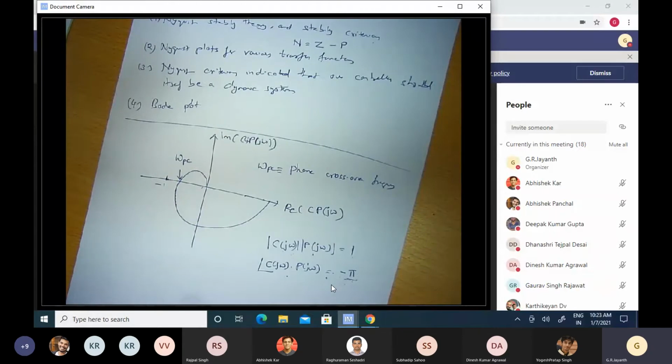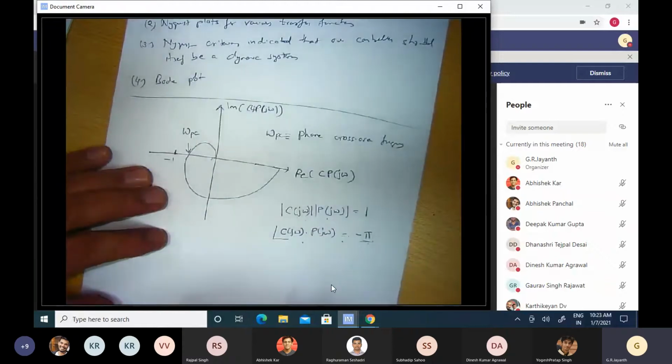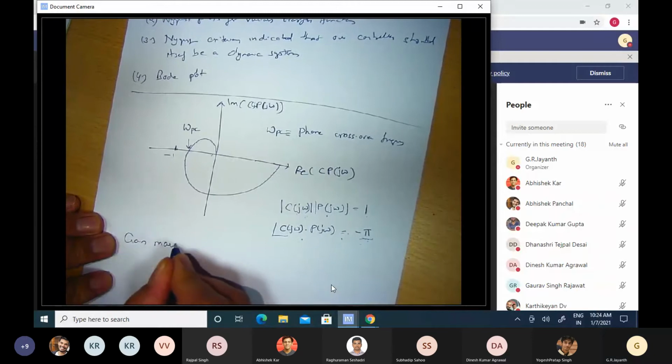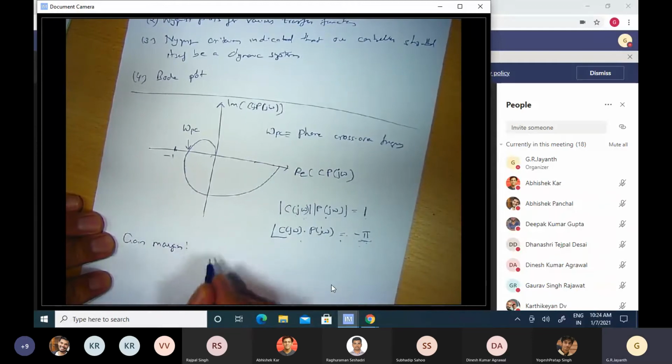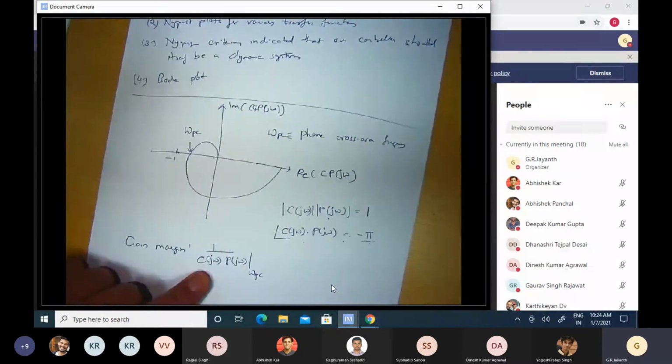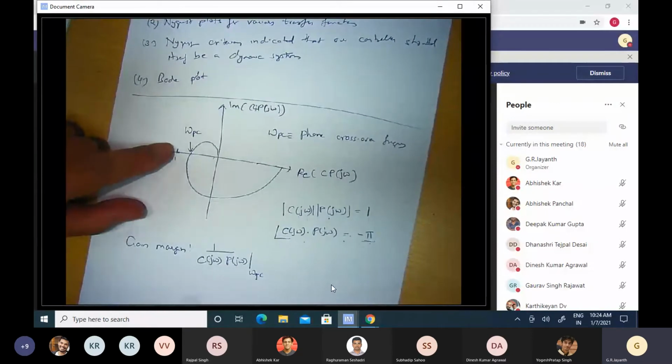Okay, so there are two metrics therefore that capture the extent by which our feedback system is stable. One is called the gain margin. So the gain margin is given by 1 by C of j omega times P of j omega evaluated at omega PC, the phase crossover frequency. So this indicates the extent by which I can amplify the gain before I end up starting to encircle the point -1.